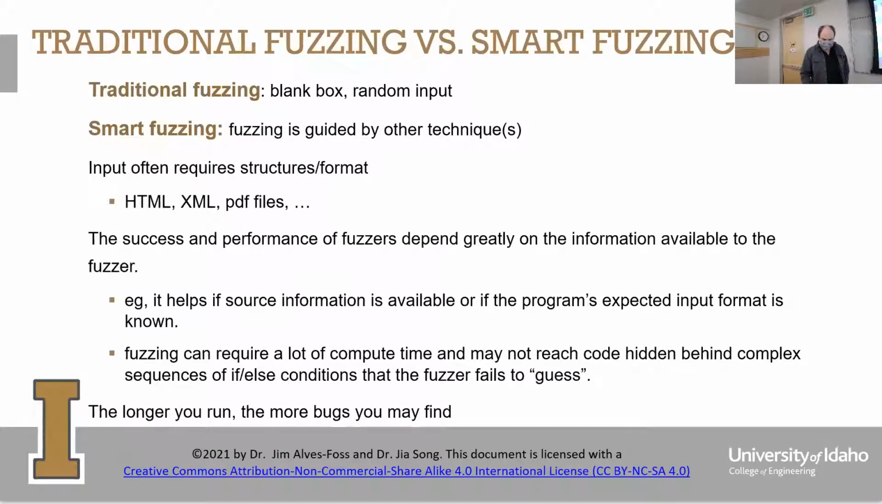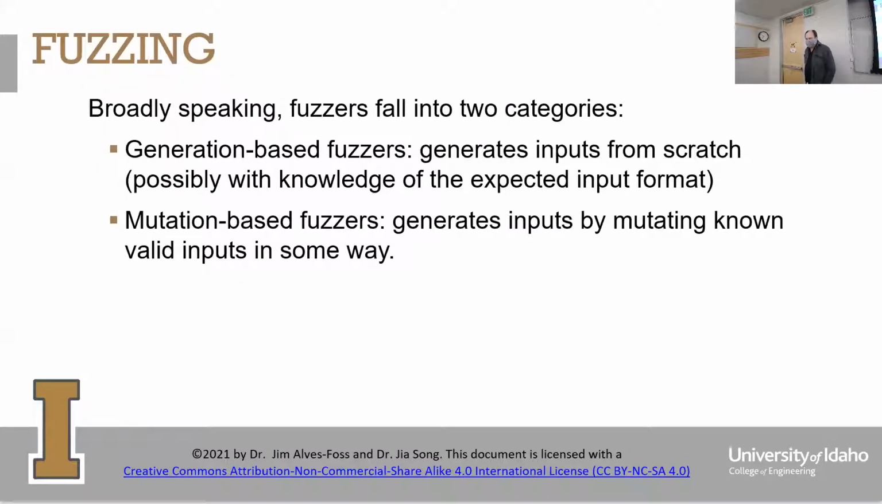Now, broadly speaking, fuzzers fall into two categories: generation-based fuzzers, which generate input from scratch, possibly with knowledge of the expected input format, and mutation-based fuzzers, which generate inputs by changing or mutating known valid inputs in some way. So, when we did the Cyber Grand Challenge, Dr.